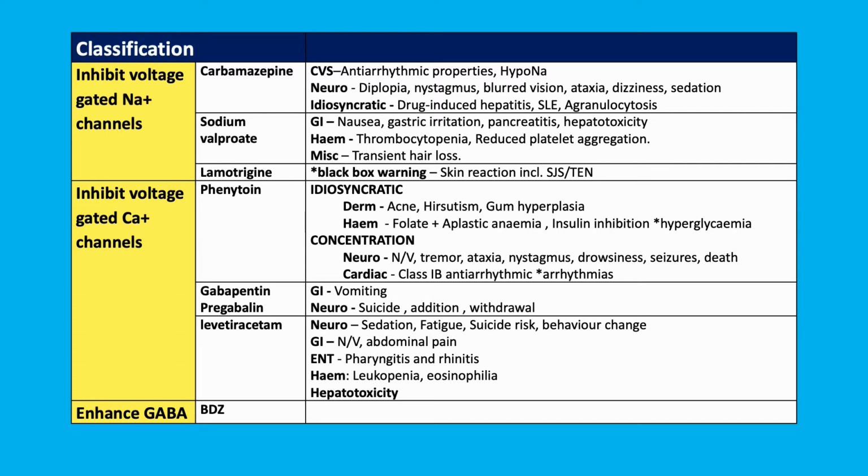However, it's important to note with anti-epileptic agents that most agents have more than one mechanism of action. However, for simplicity, we've placed them in 3 different groups: those which inhibit voltage-gated sodium channels, those which inhibit voltage-gated calcium channels, and those which enhance the effect of GABA.